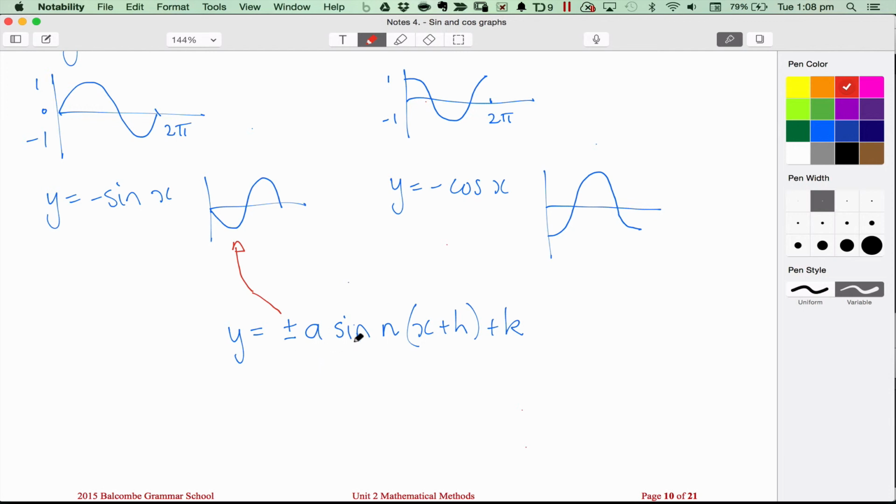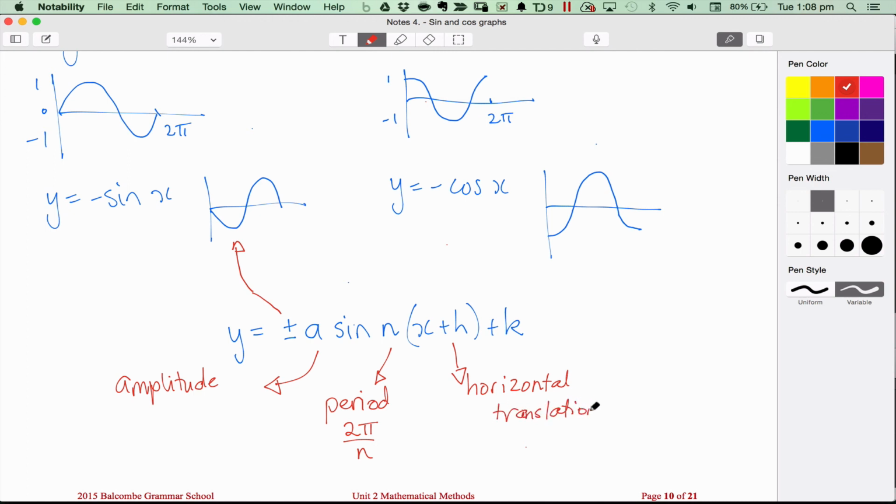The a in front of the sine is the amplitude. The n helps tell us the period, but we need to do a bit of thinking. Period is 2 pi over n, so whatever this term is here, 2 pi divided by that number will give you the period of the graph you're drawing. x stays in there. x plus h gives you the horizontal translation, just like all our other graphs. And k on the end gives us our vertical translation.